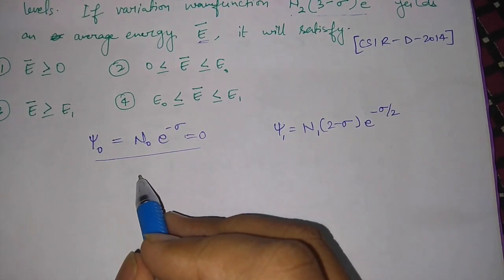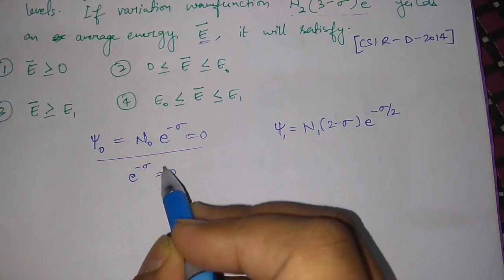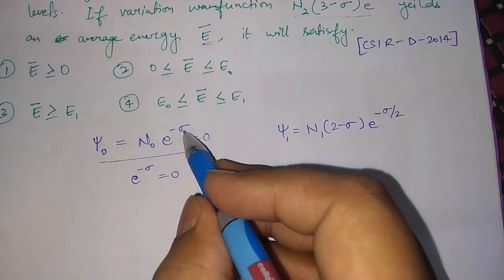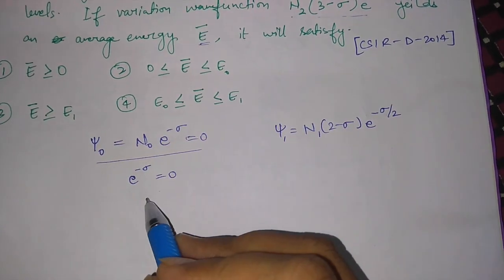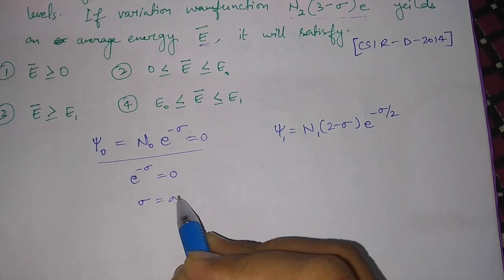So if you put it like that, it will come out to be e to the power sigma equals 0. Now this function is actually not a function of x, not a function of n, but a function of sigma. So you have to find out the value of sigma now. If e to the power minus sigma is equal to 0, then sigma will be equal to infinite. Always remember this.